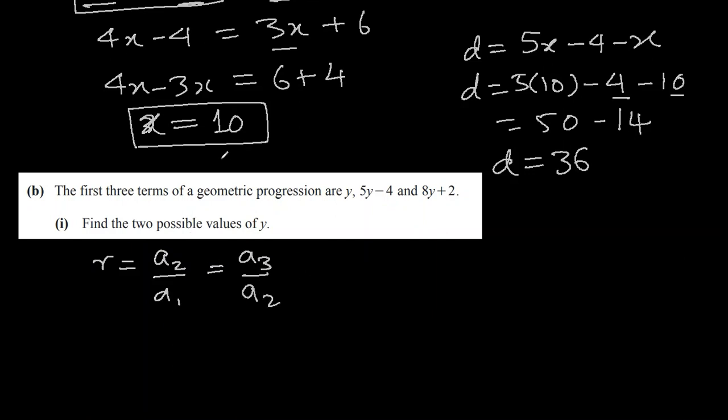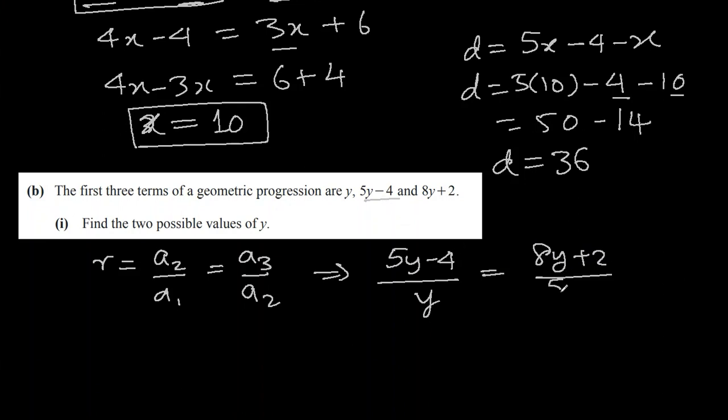So in part A, in arithmetic progression, we subtracted; here we are dividing. So let's see: A2, 5y minus 4, over A1, y, is equal to A3, 8y plus 2, divided by 5y minus 4. Let's carry out cross multiplication to make it a simple equation.